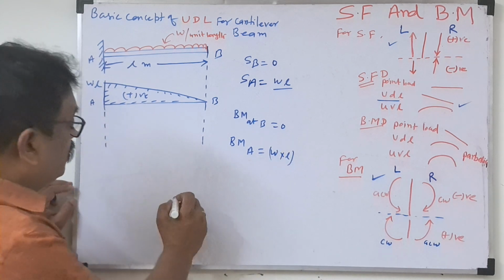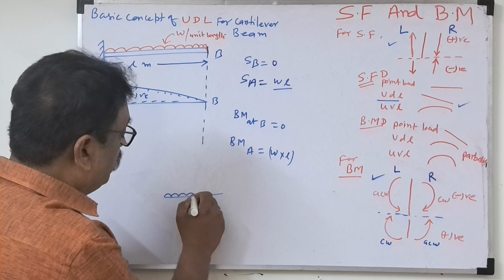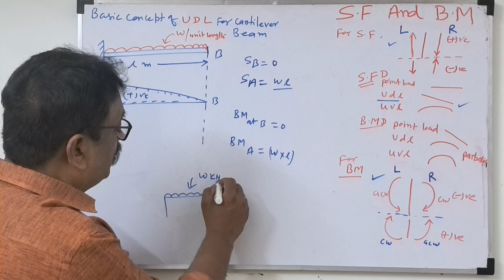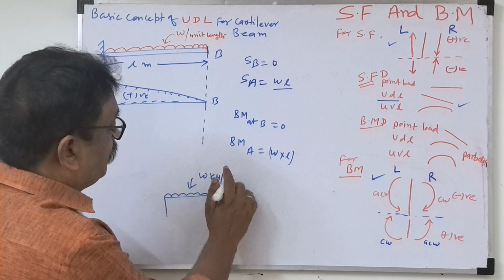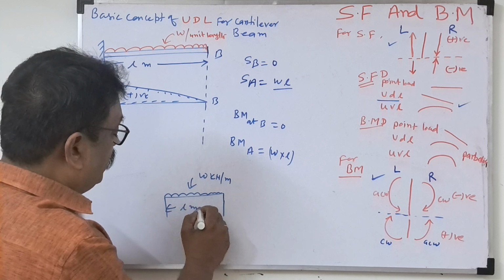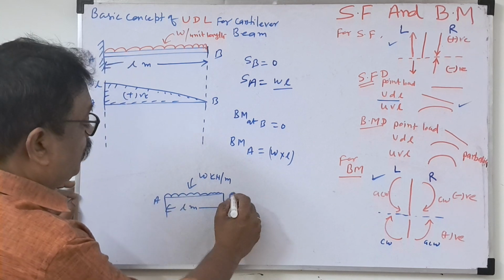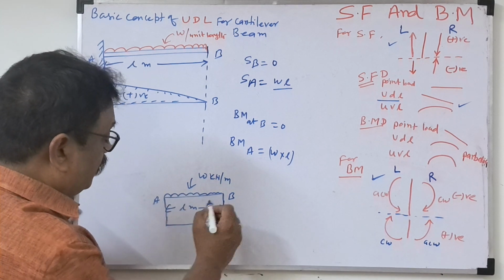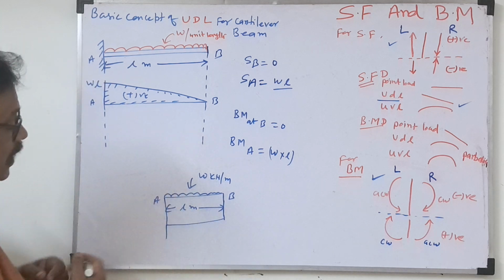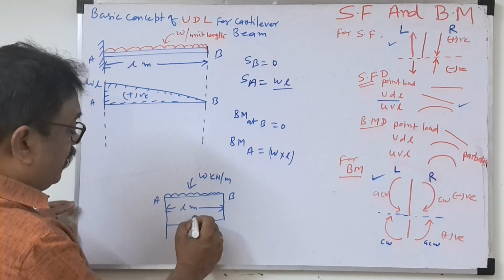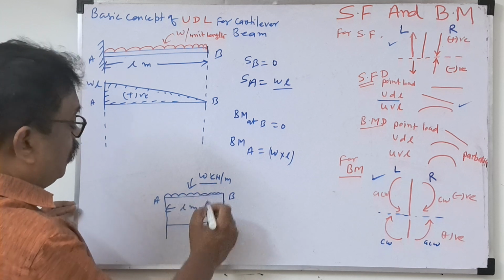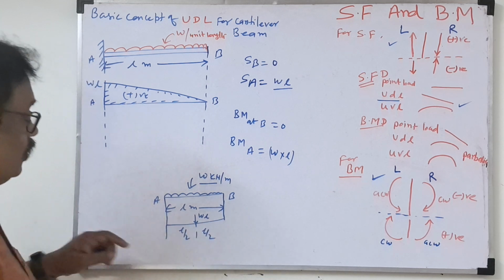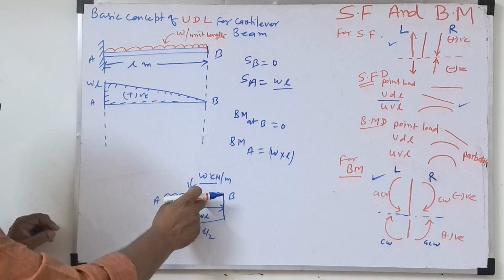Or one more concept is there. Suppose one line is there here, UDL. If we draw the load diagram for this, suppose this is W kilonewton per meter, and this is the length, L meter, the UDL length. Suppose A and B points are there. If we draw the load diagram for this, the load will convert to a point load. For UDL, the entire weight will act at the middle point. Then what is the load here? W into L load. And what is the distance? L by 2. So this is the load diagram for the uniformly distributing load.